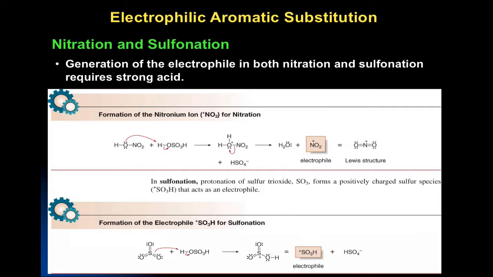Any questions about that? So if I want to make chlorobenzene, what reagents do I need? Iron trichloride and chlorine gas. If I want to make nitrobenzene, I need nitric acid and sulfuric acid. If I want to make benzene sulfonic acid, I need sulfur trioxide and sulfuric acid.